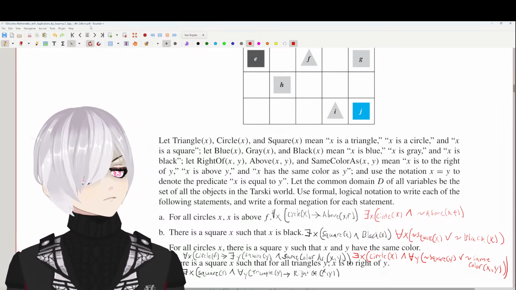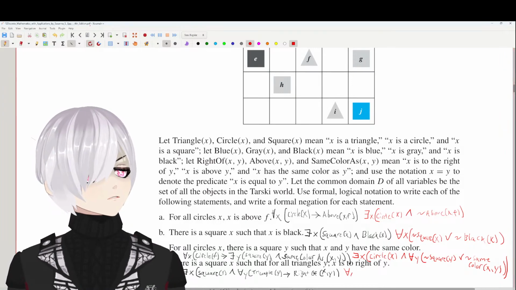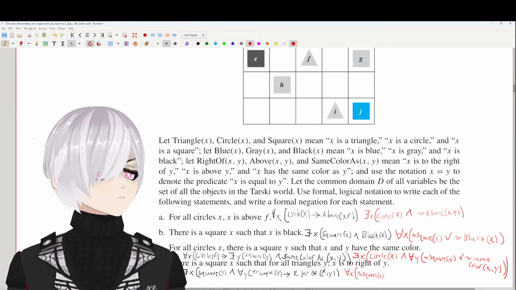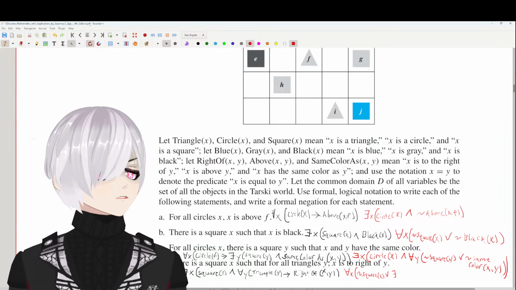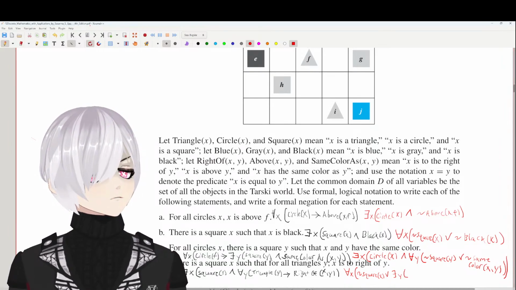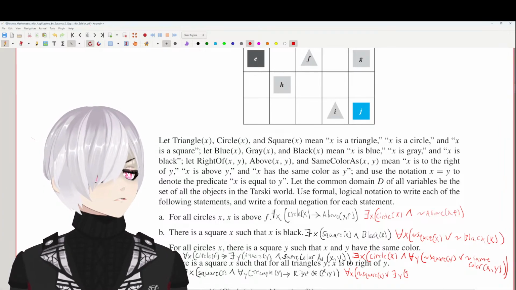The opposite would be for all x, either x is not a square or for some y, for some triangle, y is a triangle.